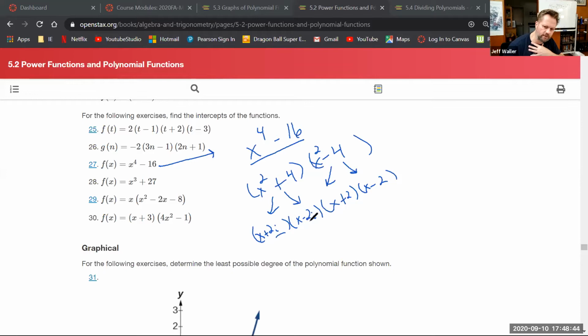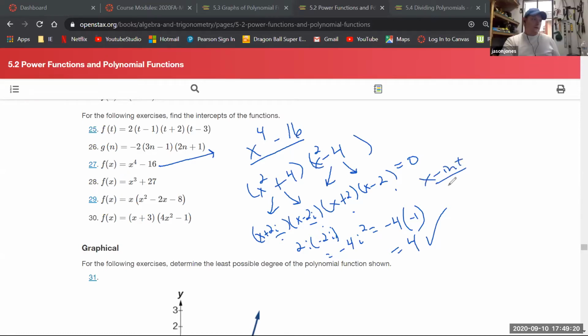But there is a complex number, an imaginary number, because what is 2i times negative 2i? That's going to be negative 4i squared, right? But what's i squared? Negative 1. So you get 4. So then what are my x-intercepts? You can just list them off now. What are my x-intercepts? 2, negative 2, 2i, negative 2i.